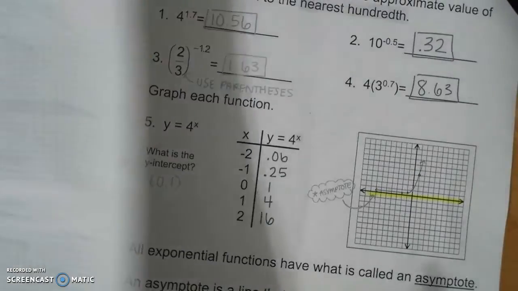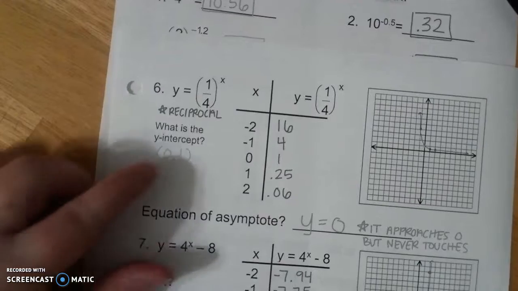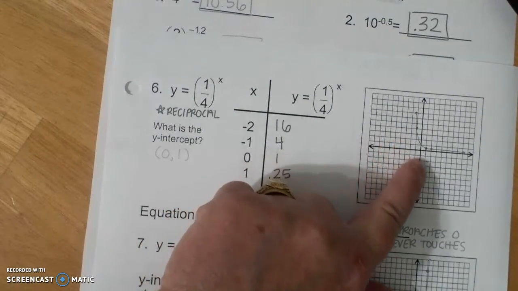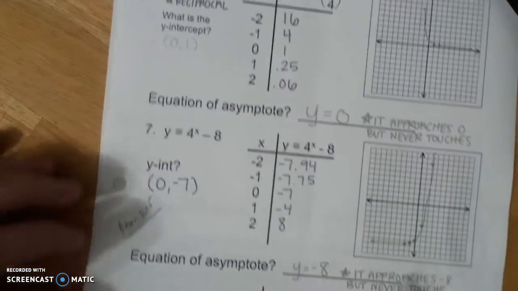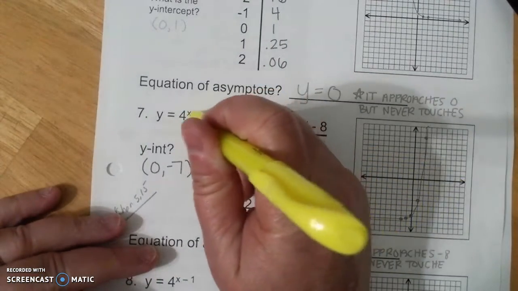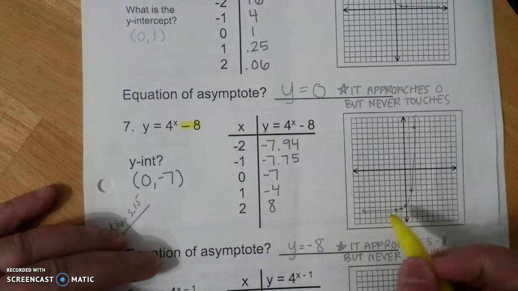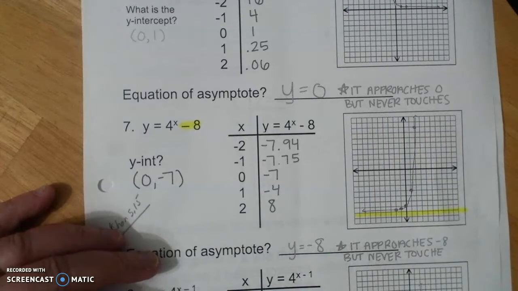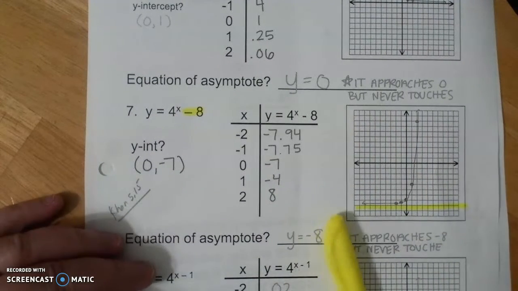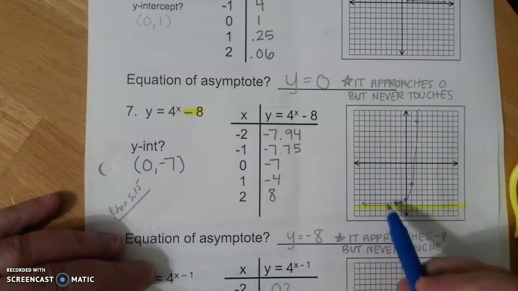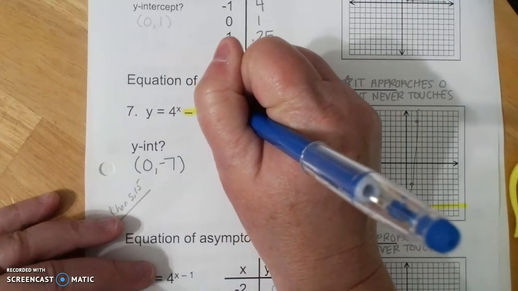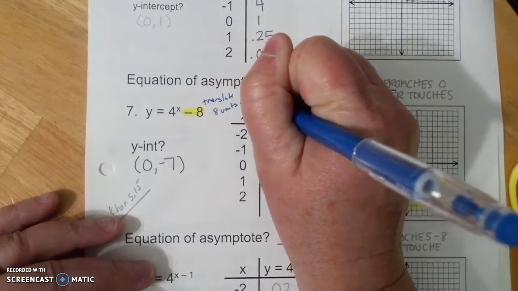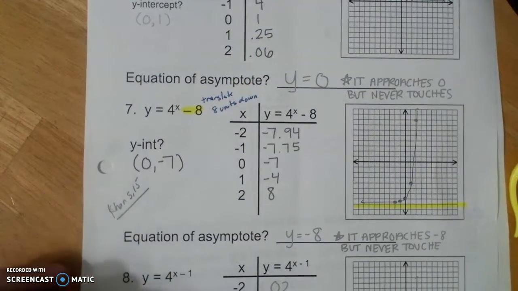So then when we had the reciprocal, it became an exponential decay. And so it went that way. When we did -8, we translated the asymptote 8 units down, and it had the original graph. So this is a translate 8 units down, shift down 8 units.